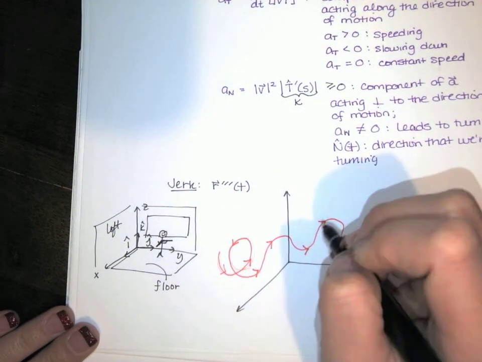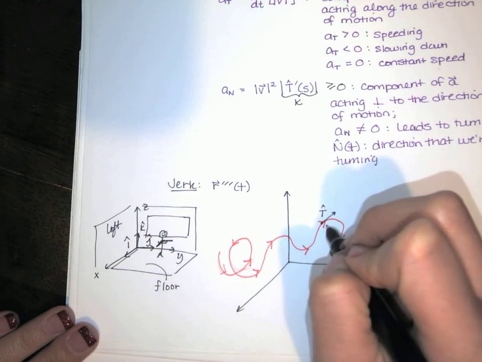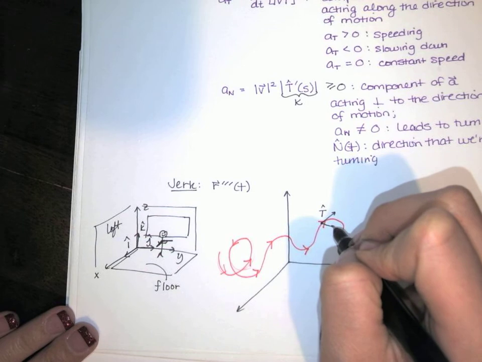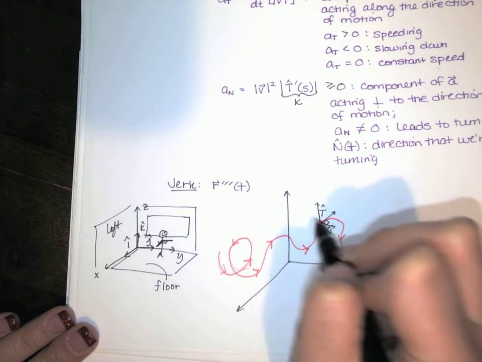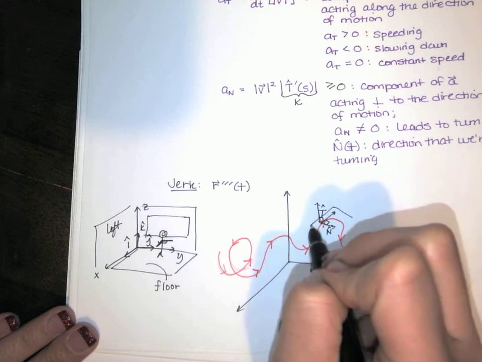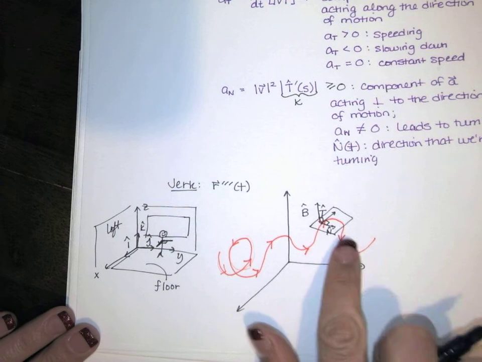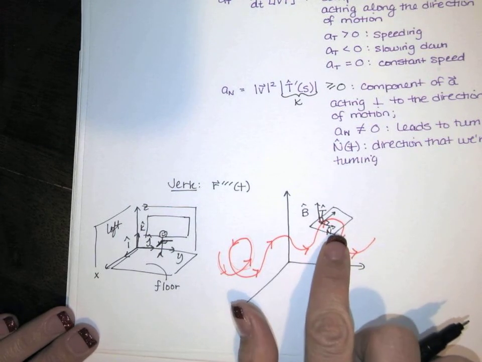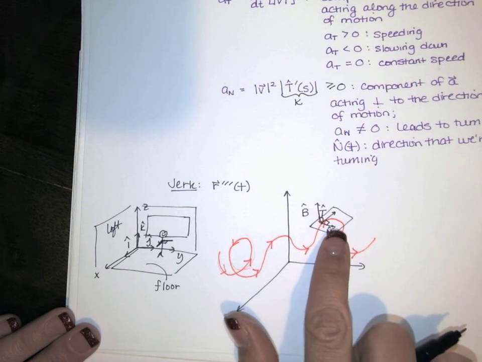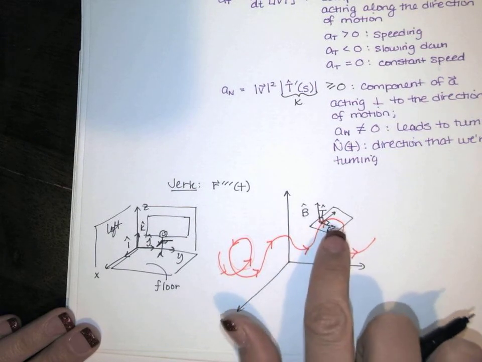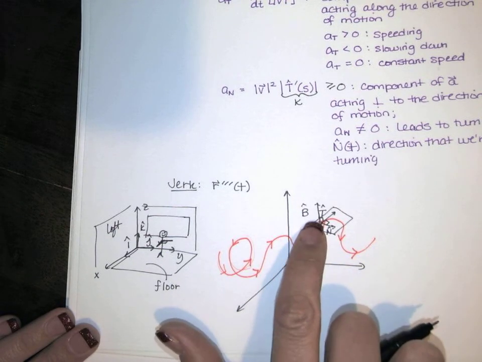If you're traveling along this path, t hat points in the direction that you're going, n hat points in the direction that you're turning, and t hat cross n hat is normal to the plane. We call that the binormal. And that is your little reference frame. So right here, you feel like you're the center of the universe. From your point of view, that's the direction you're going, that's the direction you're turning, and that is the direction that's up and down.